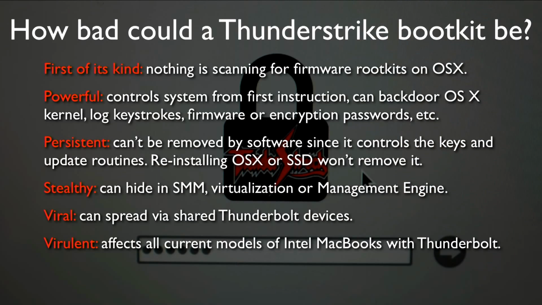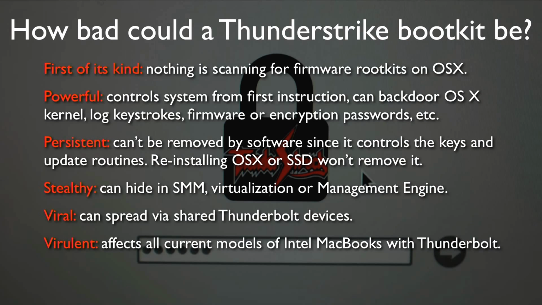So, to sum up, how bad could an actual weaponized version of Thunderstrike be? There's nothing looking for firmware rootkits on OS X right now. It's in control of the system from the very first instruction. It can backdoor the kernel, it can log keystrokes, it can exfiltrate data.